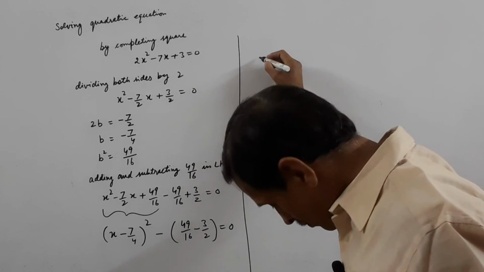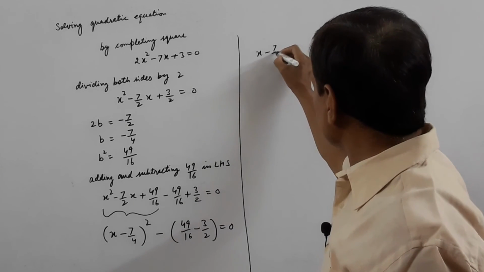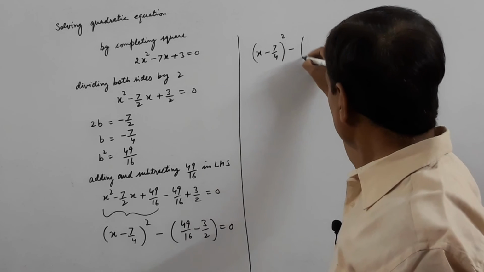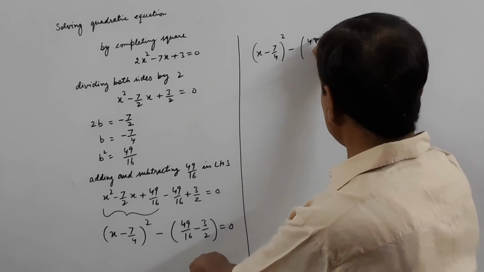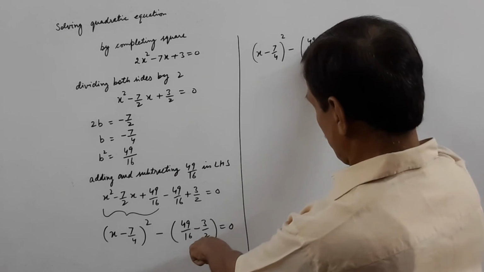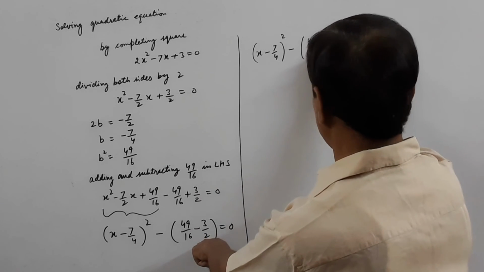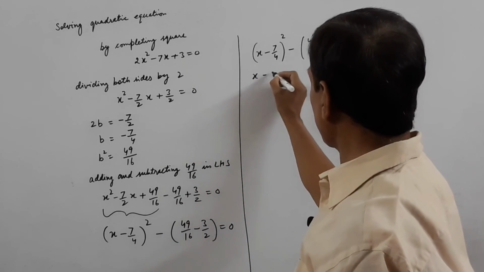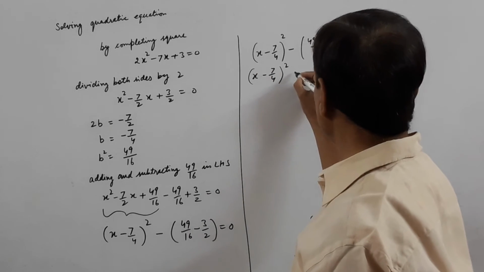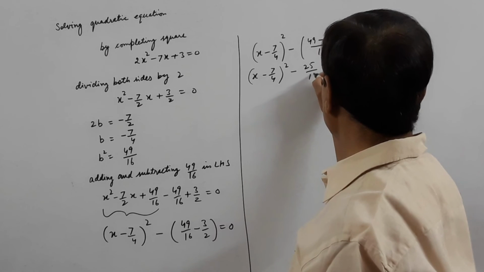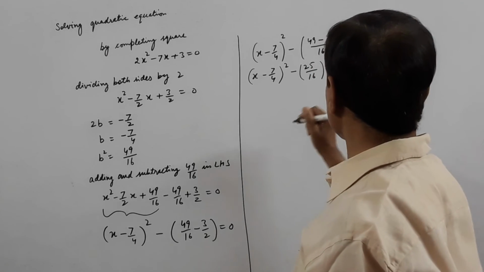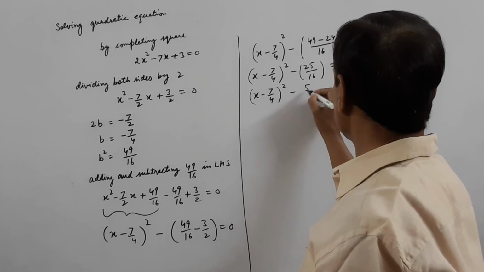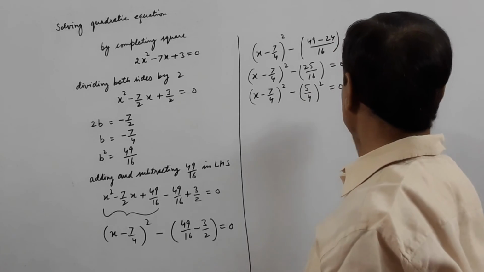On solving further, we get x minus 7 upon 4 whole square minus, this is 49 minus 24 upon 16 is equal to 0, or x minus 7 upon 4 whole square minus 25 by 16 is equal to 0, implies x minus 7 upon 4 whole square minus 5 upon 4 whole square is equal to 0.